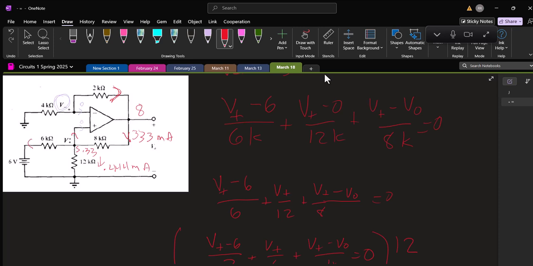And the current going in this direction would be 6 minus 5.333 divided by 6,000, which is, well, this one works, as I would expect it would. So I have 0.111 coming in, 0.333 coming in, and 0.444 going down. I have seen problems where it seems like there must be some current going into the op-amp.